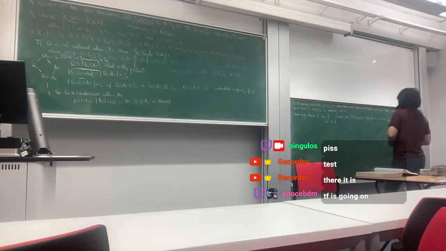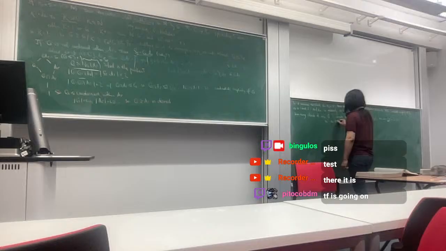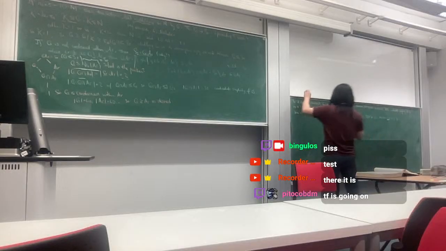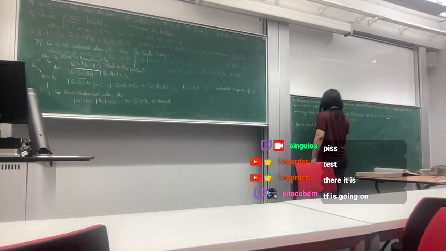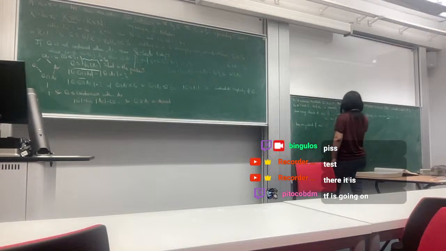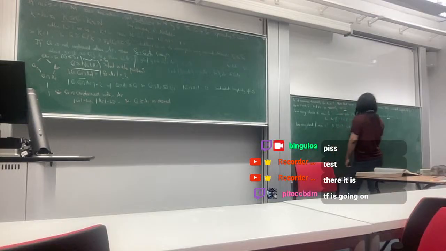Wait, we have n2 times (2 squared minus 1), which is equal to 15 times 3, which is equal to 45. How many elements of order 5? Elements of order 5: n5 times (5 minus 1) is equal to 6 times 4, which is equal to 24. We have 69 elements.